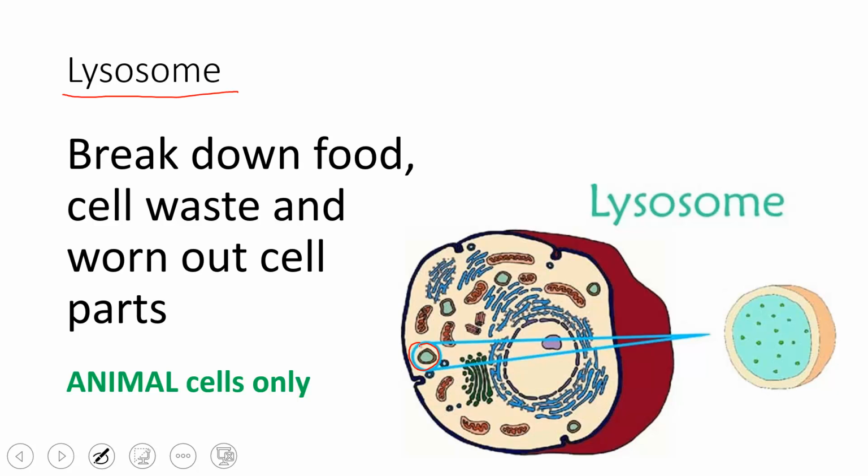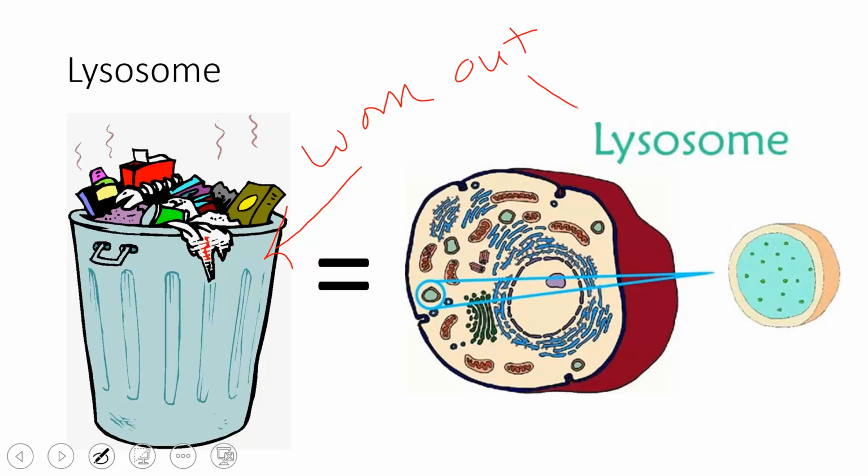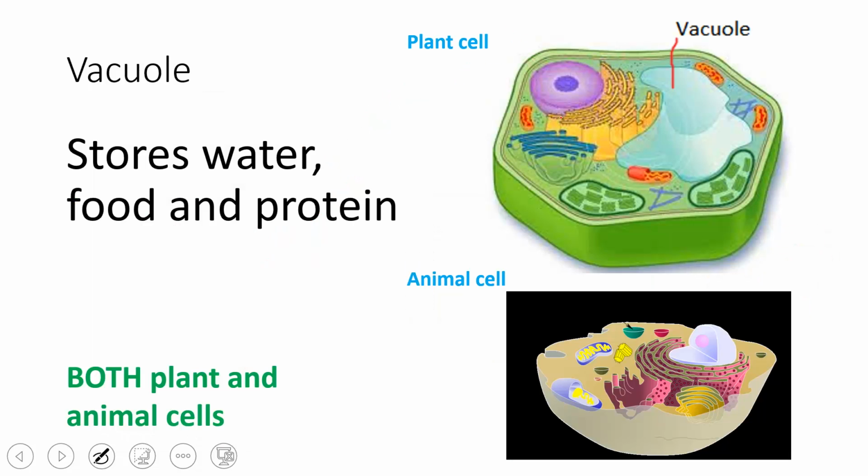So its job is to take all the worn out stuff, all the waste, and it digests it or gobbles it up so that the cell can get rid of the stuff it no longer needs. So you could think of the lysosome kind of like the trash. It is where we place all the things that are worn out that we can't use anymore. So all the old cell organelles would be placed in the trash can, or in the case of a cell, inside the lysosome. Let's look at the next one.